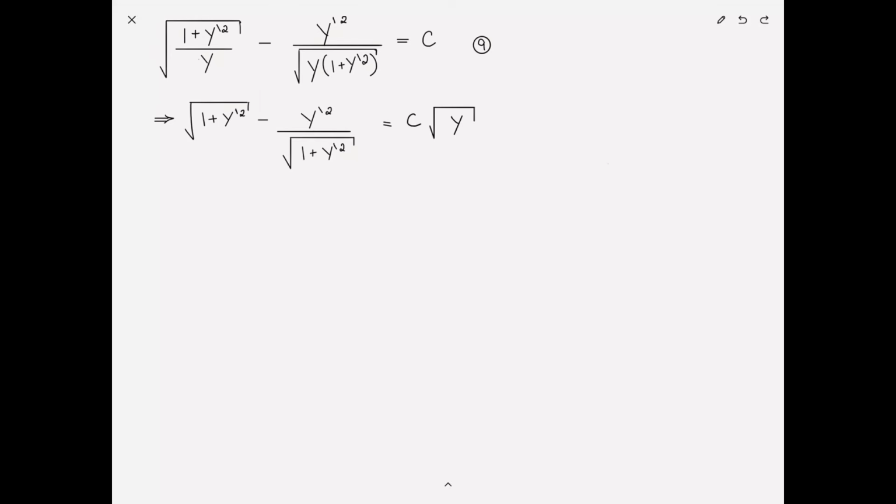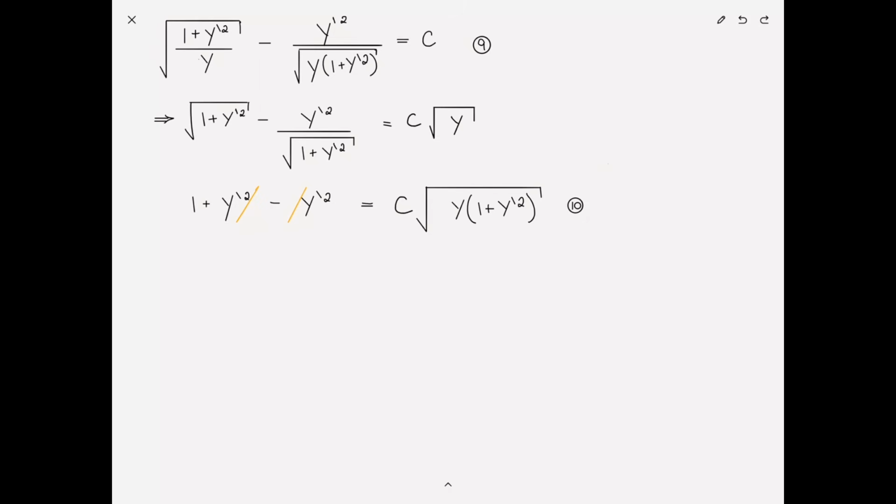I'm now going to multiply through by 1 plus y prime squared to clear the denominator. The first term just gives me 1 plus y prime squared. The second term, I just end up with minus y prime squared. And this equals c times root y times 1 plus y prime squared. And that is equation 10.